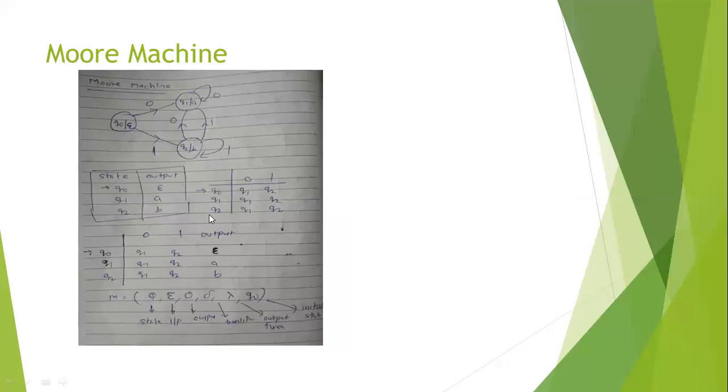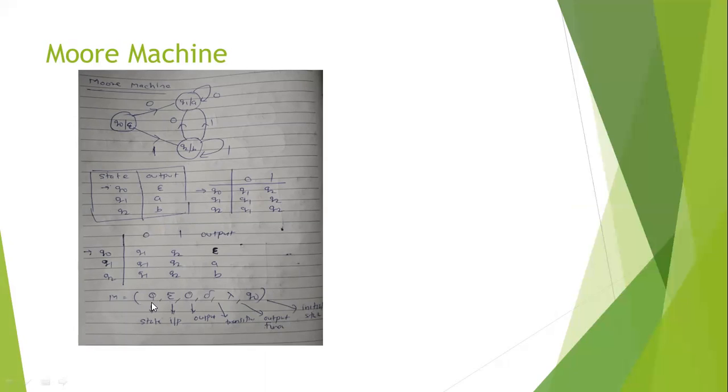So we have two tables. Now this third table, you can say it's a combination of both. So Q0, Q1, Q2, for 0 input it is going to Q1 and its output is epsilon. Q0 to 1 it is going to state Q2 and its output is again epsilon. So Q1 again for 0 it is going to Q1, for 1 it is going to Q2, output is A, and in the same way for Q2 to 0 it is going to Q1, for 1 it is going to Q2 and output is B.